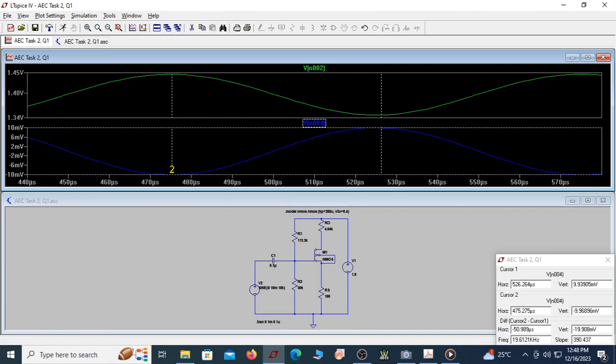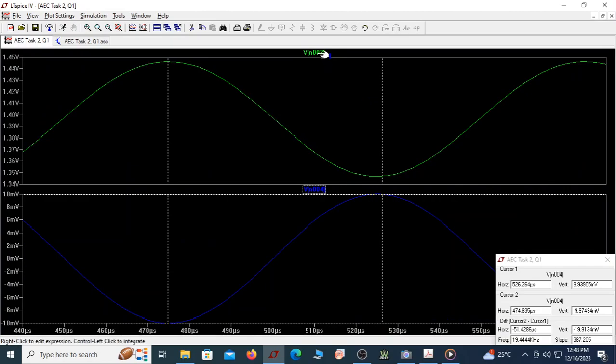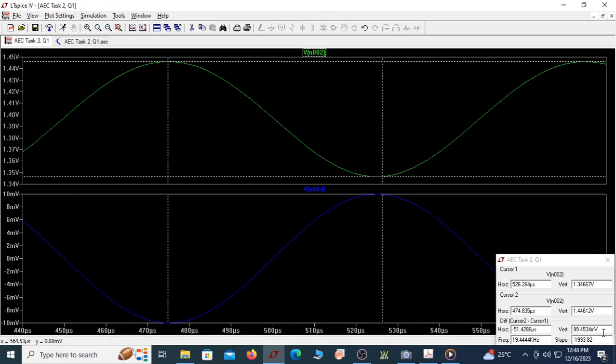Can you see the input voltage is 20 millivolt? That is, peak to peak is 20 millivolt because the peak is 10 millivolt. This is input. What is the output? Output is almost 100 millivolt.